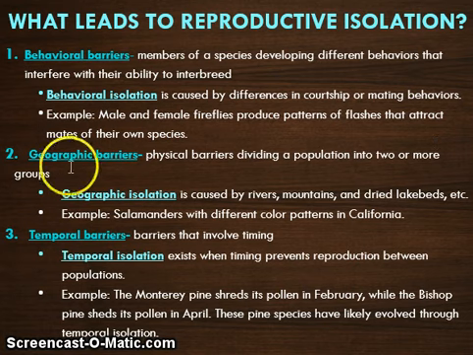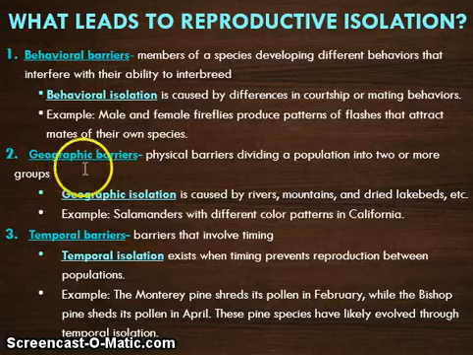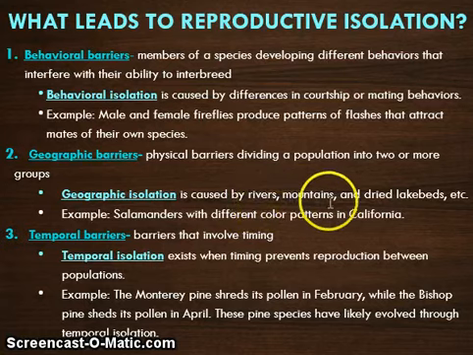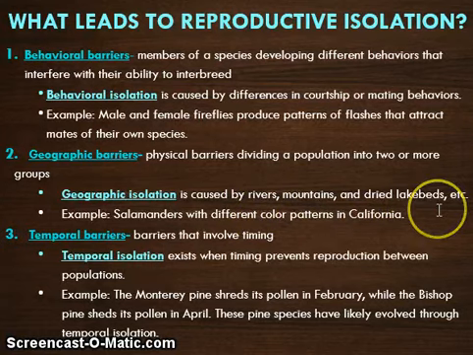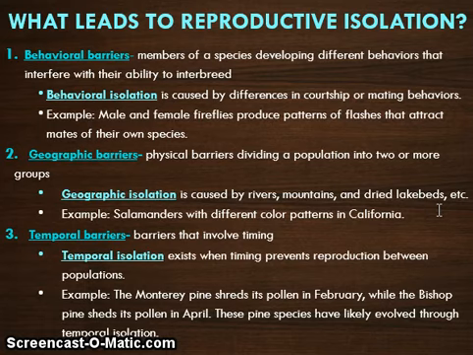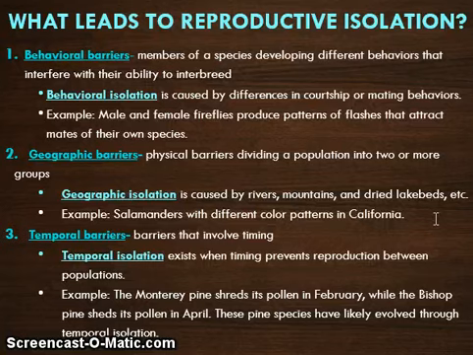The second type of barrier is geographic, and so this is where the earth or land barriers will physically prevent the population from getting to each other. And so this can be caused by anything from rivers to mountains to lake beds, just any type of physical barrier that keeps them apart. And so an example is that salamanders in California have been blocked geographically, and because of that, now they have different color patterns. Third is temporal barriers, and temp has to do with time.